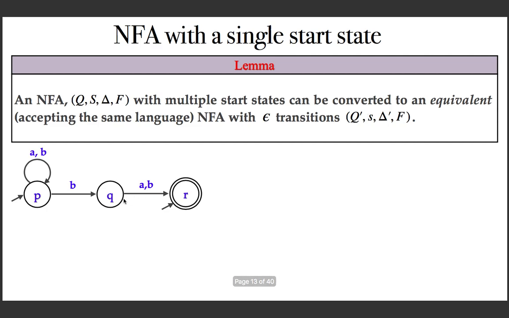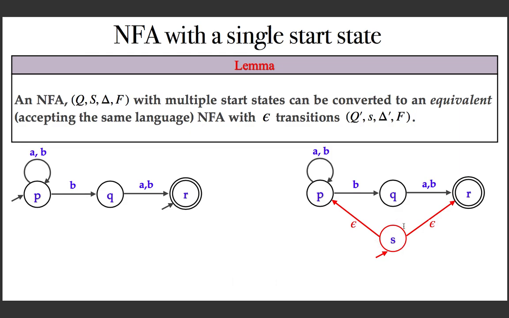Revisit it. For example, suppose you are given this NFA. There are two start states P and R. You can convert it into an equivalent NFA with only one start state, which is the newly added start state. And what we did is that we added a new start state and we added epsilon transitions to the existing start states of the given NFA. So we removed the start state status of P and R. We added a new start state and added epsilon transitions. And it is easy to observe that the language is the same with a single start state.